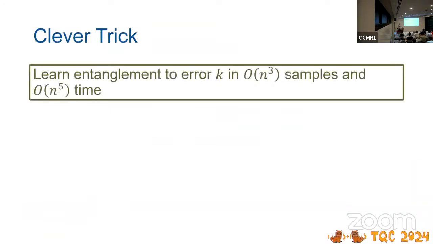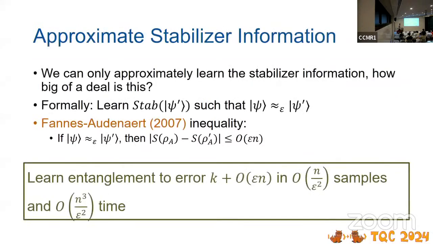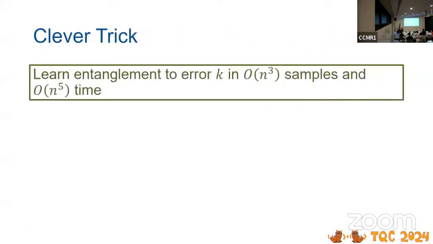And I just want to add at the very end that there's sort of a clever trick that we use to get rid of all the error besides the inherent error from not knowing what those qubits are about. So we basically get rid of this epsilon n part. And now the number of samples is n cubed and the time is n to the fifth.